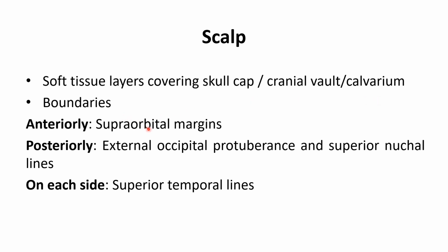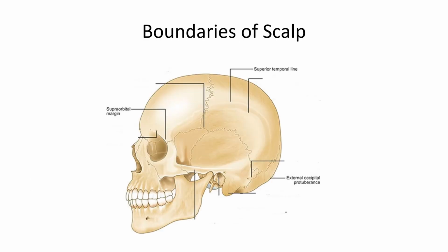Anteriorly, it extends from the supraorbital margins to posteriorly the external occipital protuberance and superior nuchal lines. And on each side, the scalp is demarcated by the superior temporal lines. So let us see these boundaries of the scalp on the skull now.